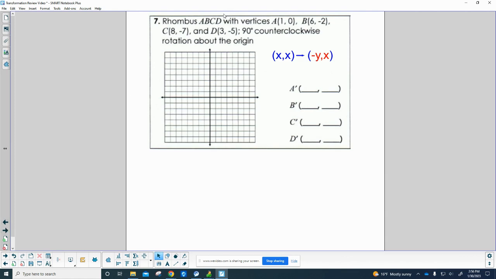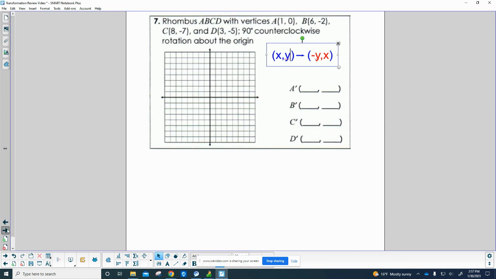In this case, we got a rhombus, which is kind of like a little square, but not necessarily with 90-degree angles. We're going to do a 90-degree counterclockwise rotation about the origin, which means we're going to have a coordinate change of (x, y). X, y becomes negative y, x.